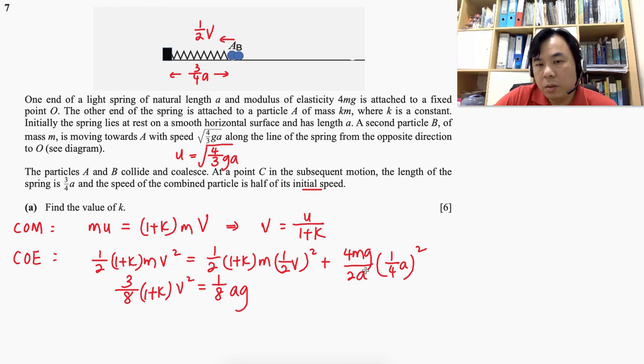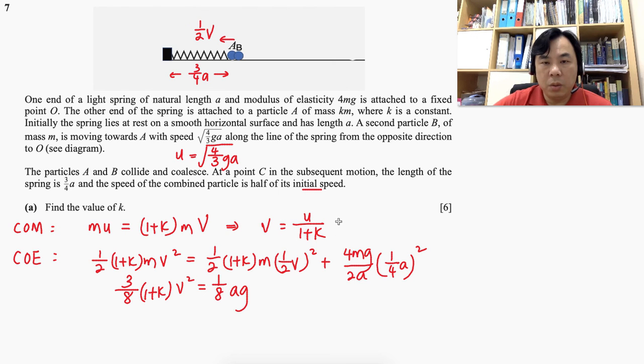1/8 ag. So the a is here, gone. So 4 here, 1/8. Yep, correct. There you have it. And then from here onwards, we will have to plug in our substitute of v here, which is the same as u over 1 plus k.